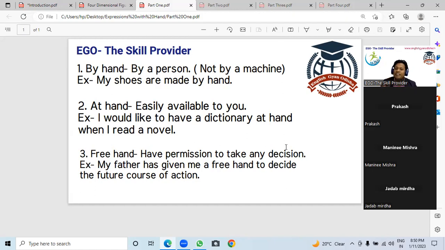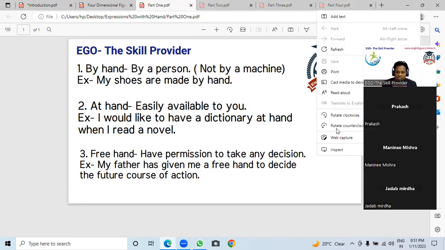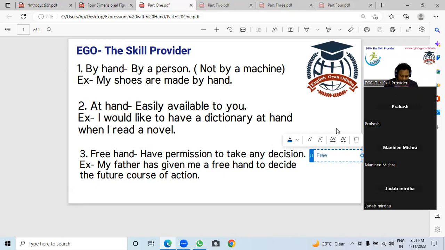So that means you have been given a free hand. What do you mean by a free hand? You have the permission to take any decision. That means you virtually have the freedom. Another word you can say, a very good example, is freedom. Free hand means it's a kind of freedom. You can take any decision, right? So you can say you have permission to take any decision, or you have virtual freedom.